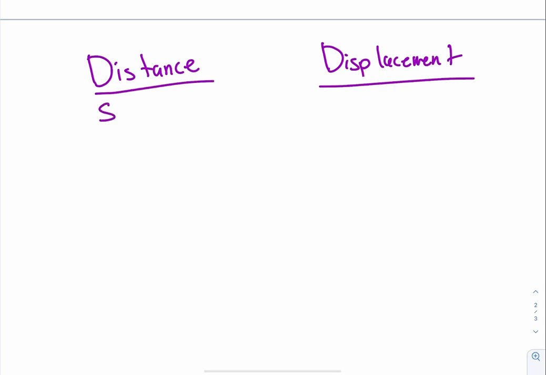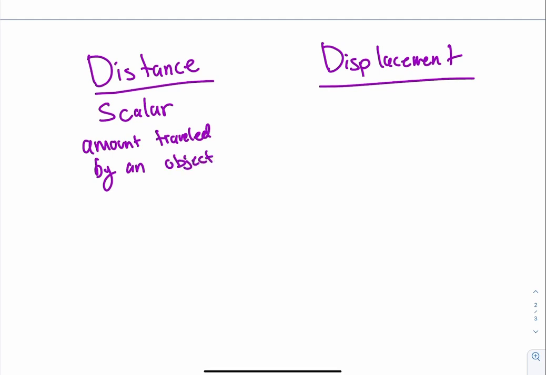Distance is a scalar value. That means the overall amount traveled by an object. Displacement, on the other hand, is a vector, and it means the change in position. Because it's a vector, it must also have a direction. The displacement vector points to the final point and starts at the initial point.